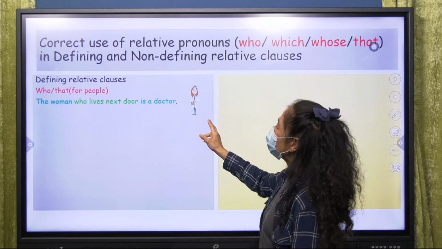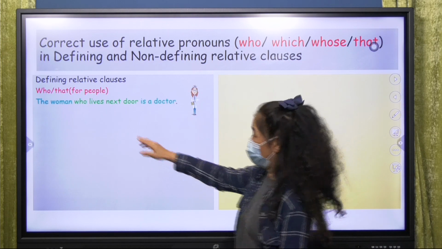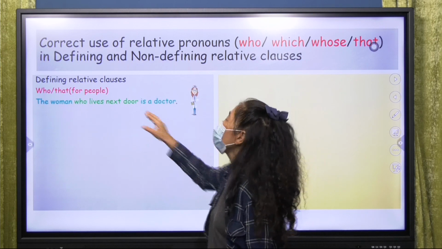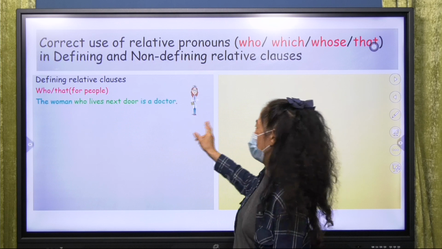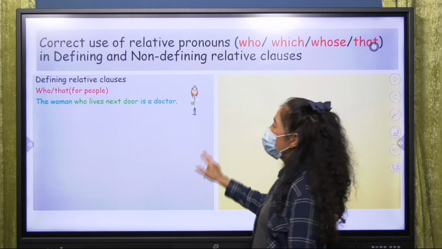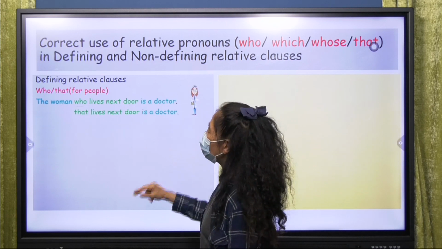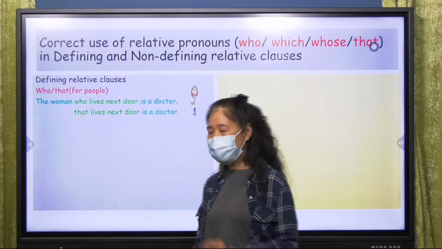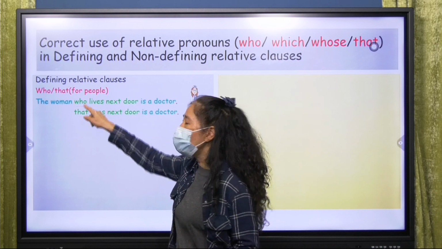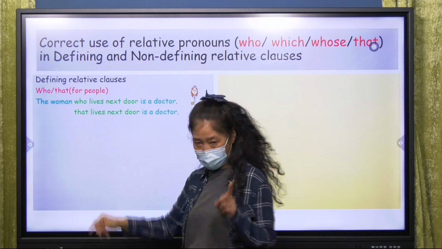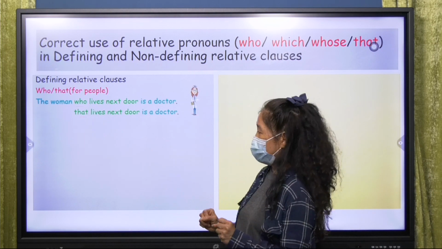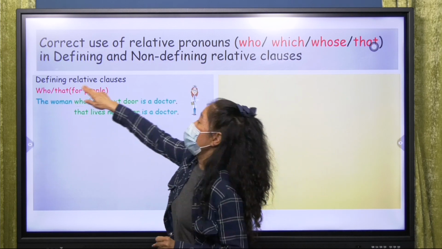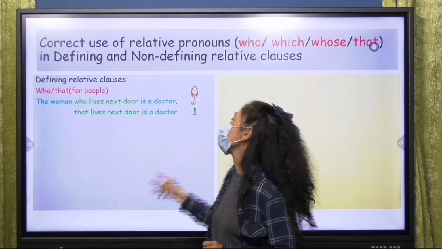The woman who lives next door is a doctor. Now, the woman, I do not know which woman, okay? You have to let me know. Who lives next door is a doctor. Now, I use the relative pronoun who. At the same time, you can use that to replace who. But that means if you use who, correct. If you use that, correct. But it must be in a defining relative clause.